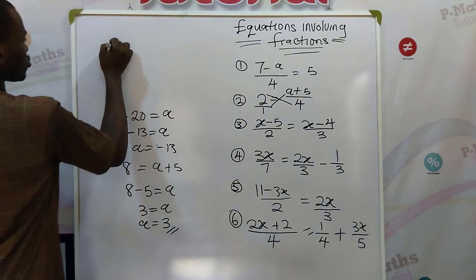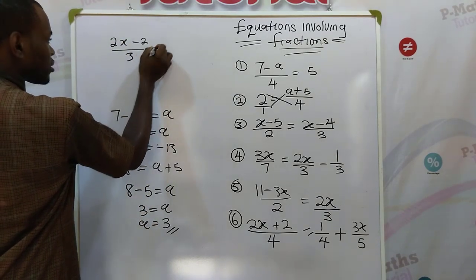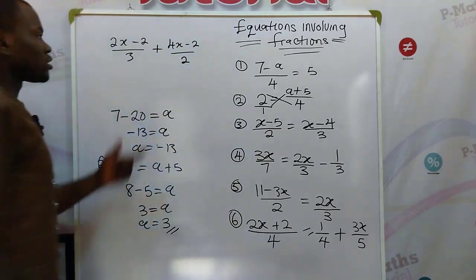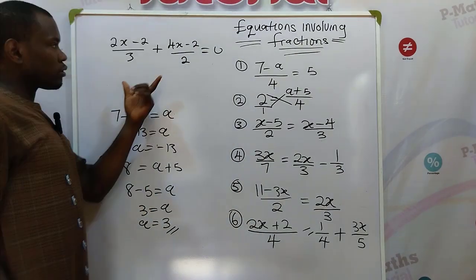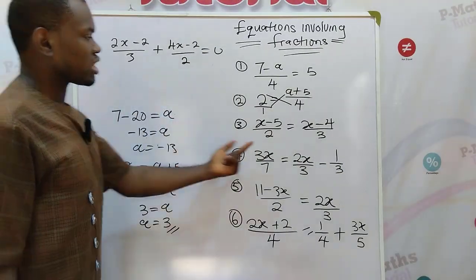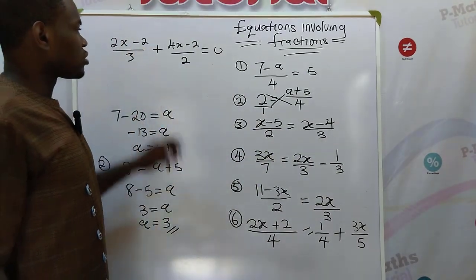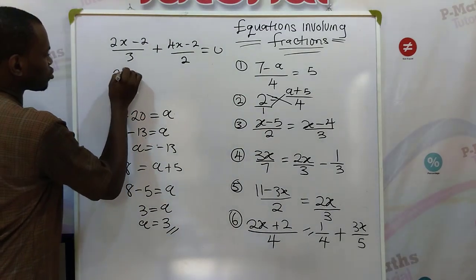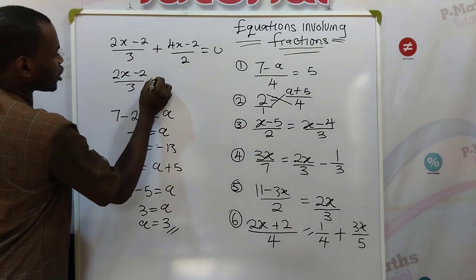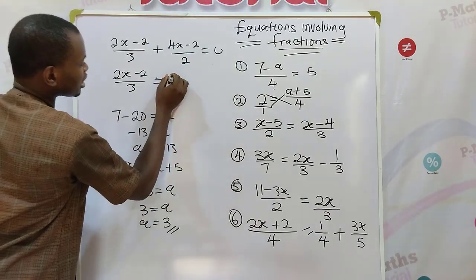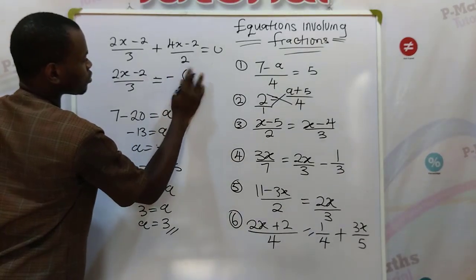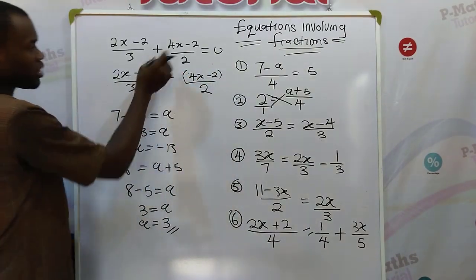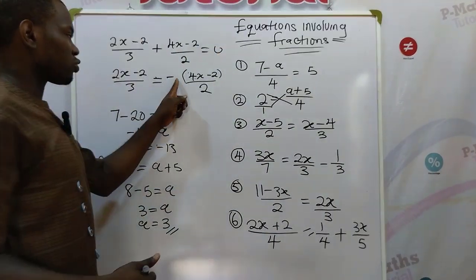Sometimes you have, let's say, 2x minus 2 over 3 plus 4x minus 2 over 2, and this equals 0. Now, you observe we have two fractions as well, just like we have here, binomials. So what I will do to this is to take one to the right-hand side. I would have 2x minus 2 over 3 equals, take this one across, it becomes negative 4x minus 2 all over 2. You know, when a positive crosses an equality sign, it becomes negative.